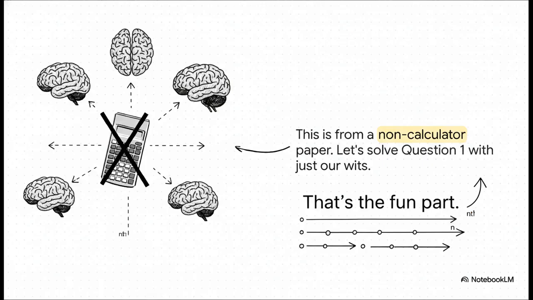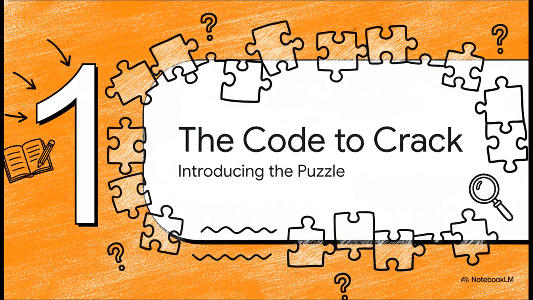See that little symbol? That tells you this is from a non-calculator paper. That's right, no safety net here. But honestly, that's what makes it fun. We're going to solve this thing with nothing but our own brain power. So what exactly is this puzzle we've got to solve? Let's pull up the exact question from the paper and take a look.